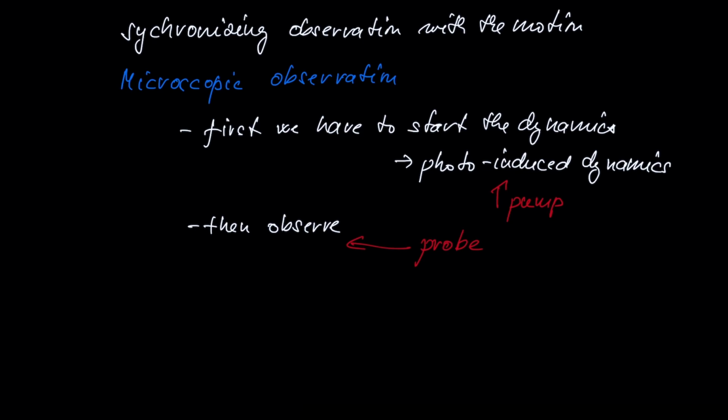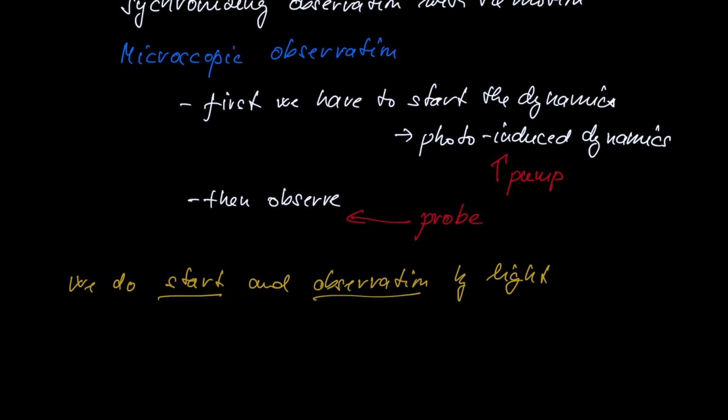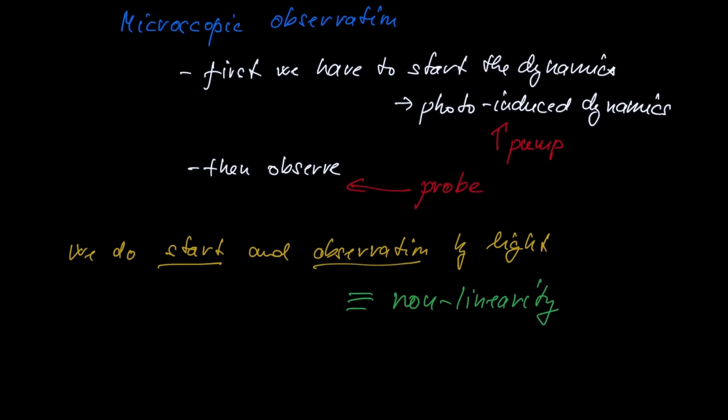So we do the start and observation by light. That's photo-induced and then photo-observed, so to say. This is the reason why the response is non-linear, because you have at least two types of responses to different lights that you have to follow. So that's actually the reason for non-linearity. It will be more clear when we start looking at the actual response of the systems from the point of view of quantum theory.